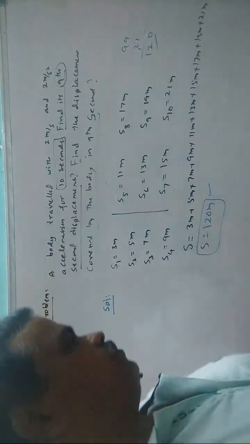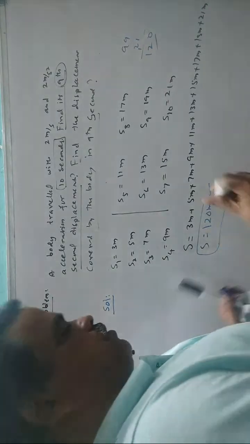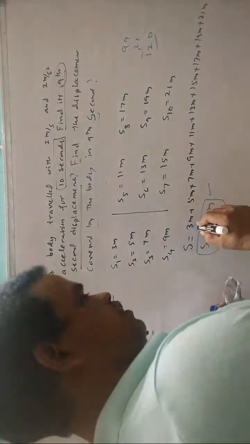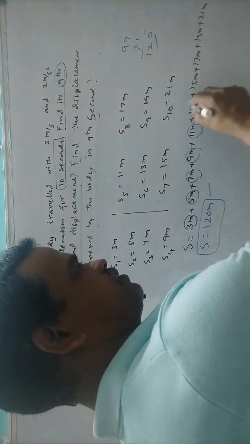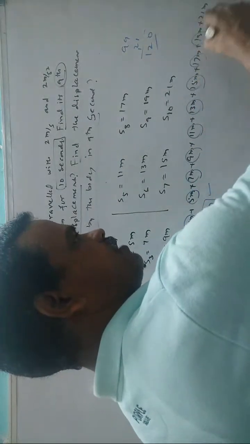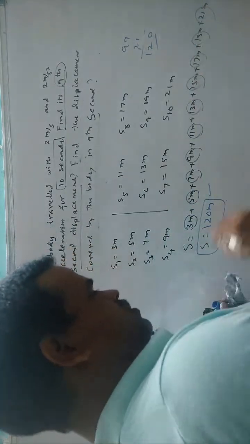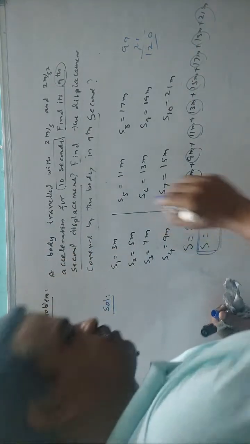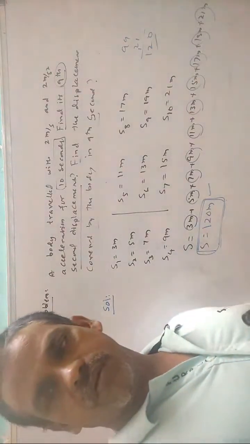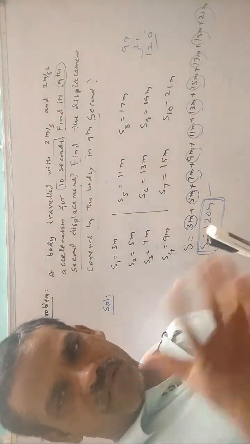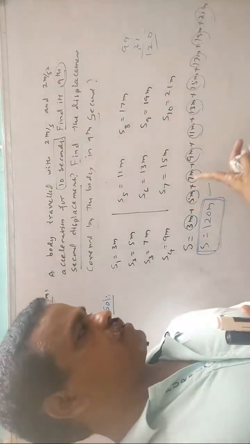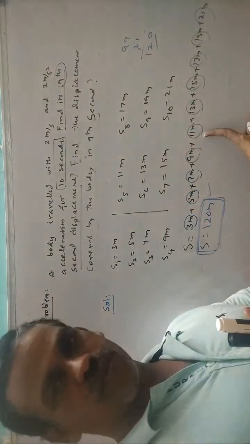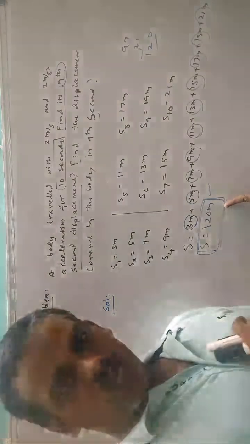So finally, see, in first second, second, third second, fourth, fifth, sixth, seventh, eighth, ninth, 10th. So total seconds, how much displacement it covered by the body, that is equal to 120 meter. So if we apply this fourth equation, we are getting this independent second answer, second displacements. So here we got total displacement.